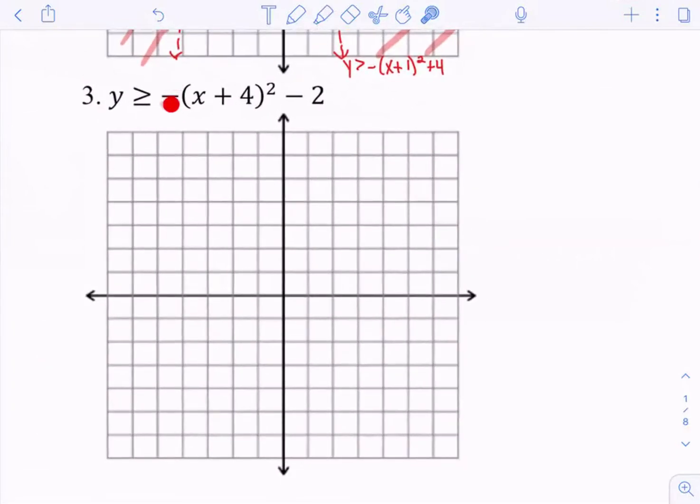So here I have a negative, so it's going to be open downward. Plus 4, inside means the opposite, so this is going to go to the left 4 and down 2. So let's try this out. To the left 4 and down 2. And it's going to open downwards. So that means it should go this way.